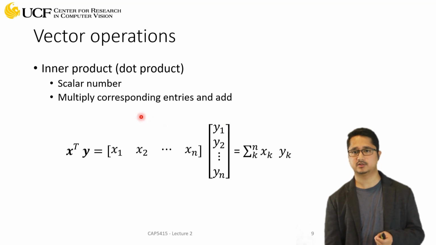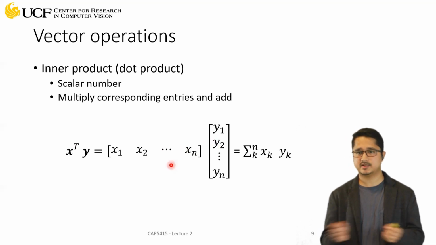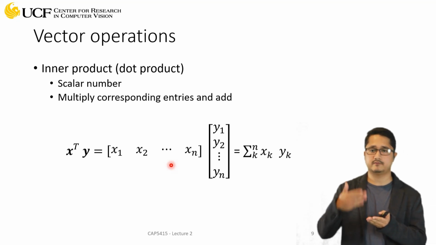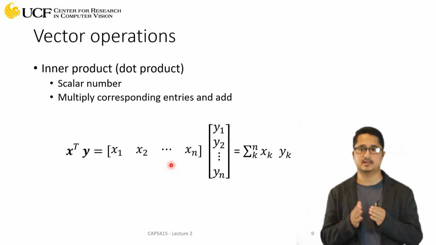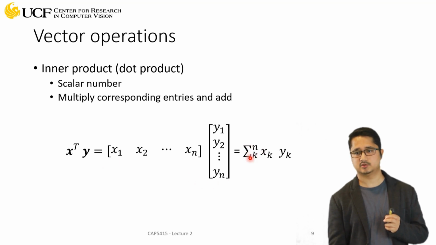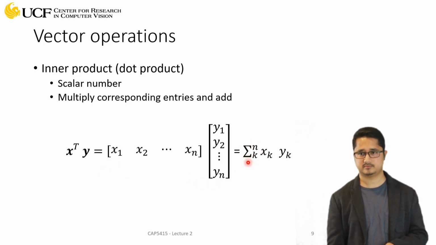Then you add that value with multiplying the second element of this vector with the second element of the second vector. So basically you're just doing element-wise multiplication of all the corresponding values of those two vectors and then just adding them up. Okay, so you just sum those up and that's the dot product.